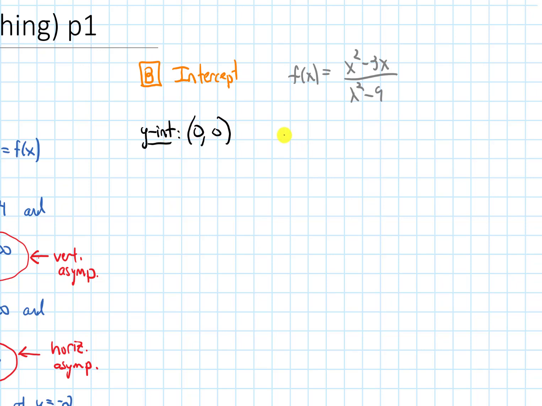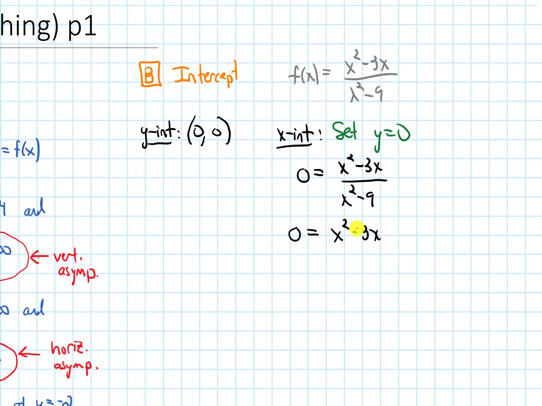What about the x-intercept? This one's a little bit more involved, so I'll work it out. I'm going to set the y value equal to 0. So I'll get 0 equals x squared minus 3x over x squared minus 9. I can multiply both sides by the denominator. On the left, I'll get 0, and on the right, I'll just get x squared minus 3x. Now I can factor to get 0 equals x times x minus 3. So we get x equals 0 and x equals 3.